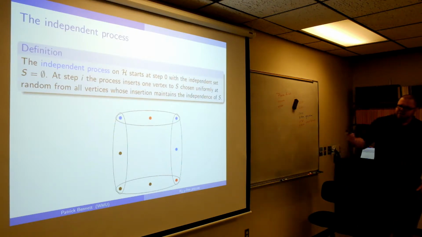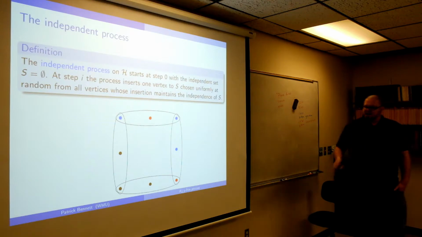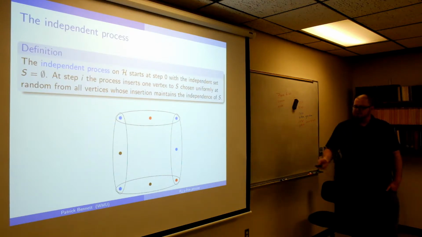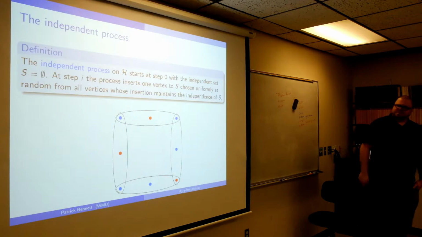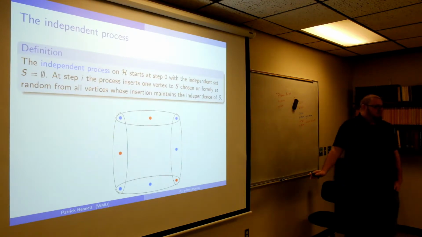Vertices go from black to either blue or red. And so now I'm going to pick a random black one. Okay, I picked that one. Now I better not pick this one, so I turn it red. And then at the last step, I pick that one. So that's the process.